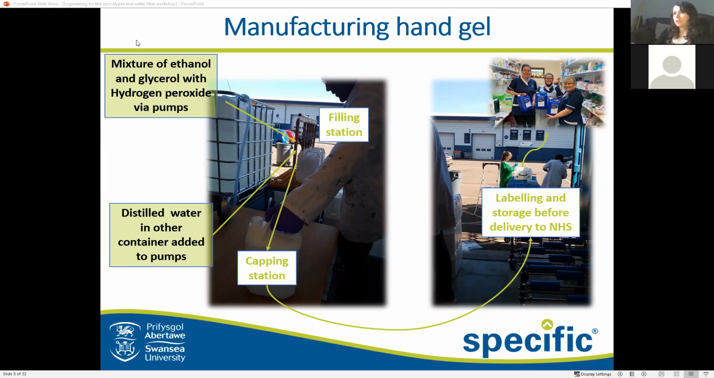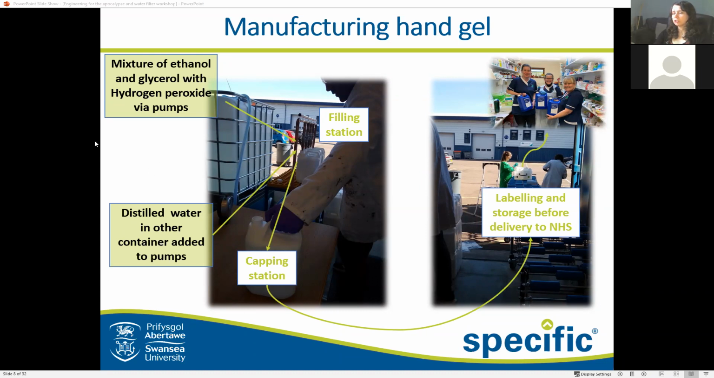So what is it made up of? So the hand gel I'm currently making is a mixture of ethanol, which is an alcohol-based solvent, with glycerol, and then hydrogen peroxide. So in here we have our batch of ethanol and glycerol. This is actually a 500 litre container. We get through this every single day at the moment, so it's pretty good. We're pumping the stuff out. And then we have some pumps over here to pump in our hydrogen peroxide.